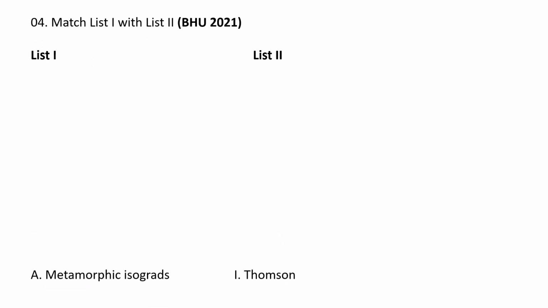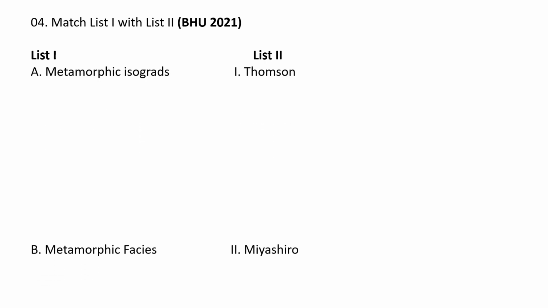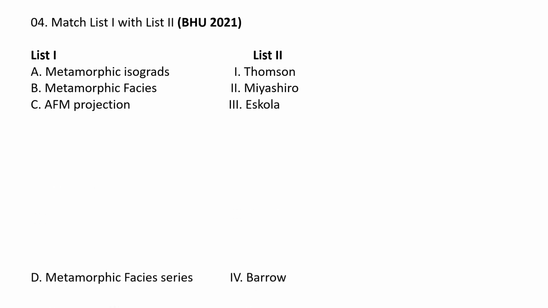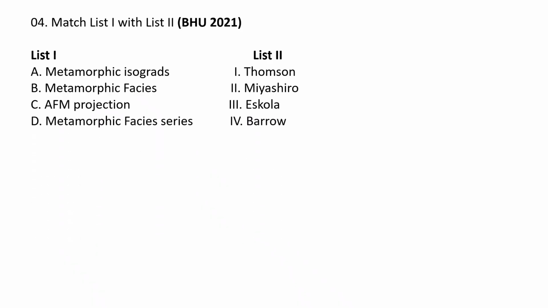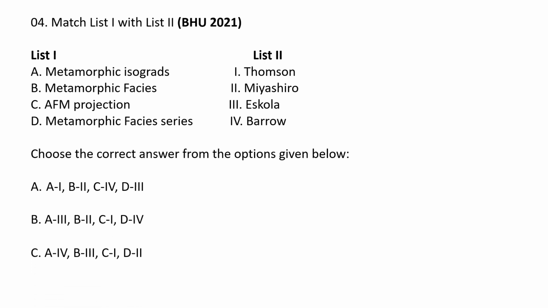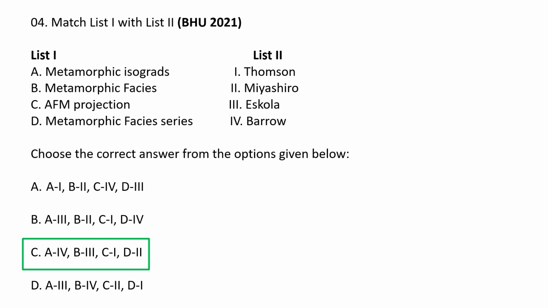Next question. Match list 1 with the list 2. List 1 consists of metamorphic isogrades, metamorphic facies, AFM projection, and metamorphic facies series. And list 2 consists of Thompson, Miyashiro, Eskola, Barrow. These are the scientists. Choose the correct answers from the options given below. A. A1, B2, C4 and D3. B. A3, B2, C1 and D4. C. A4, B3, C1 and D2. D. A3, B4, C2 and D1. The correct option goes as C.